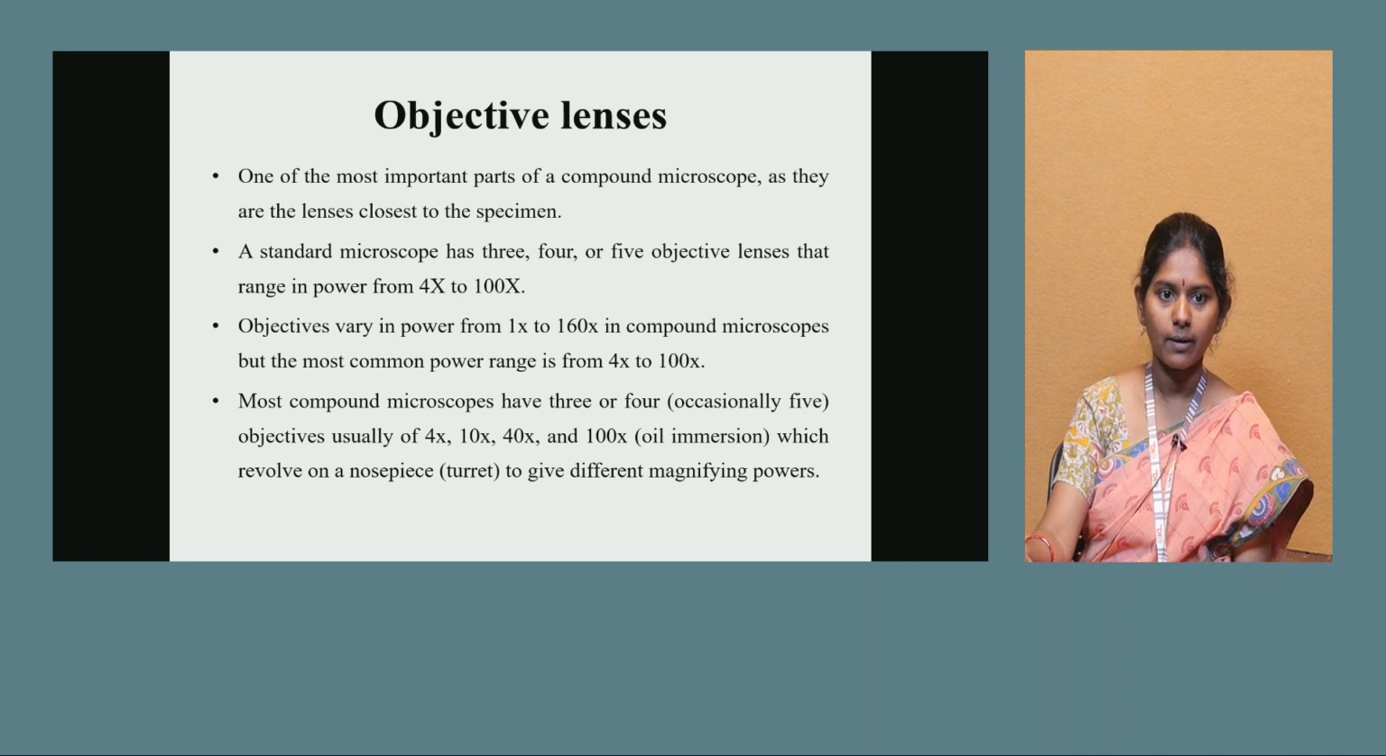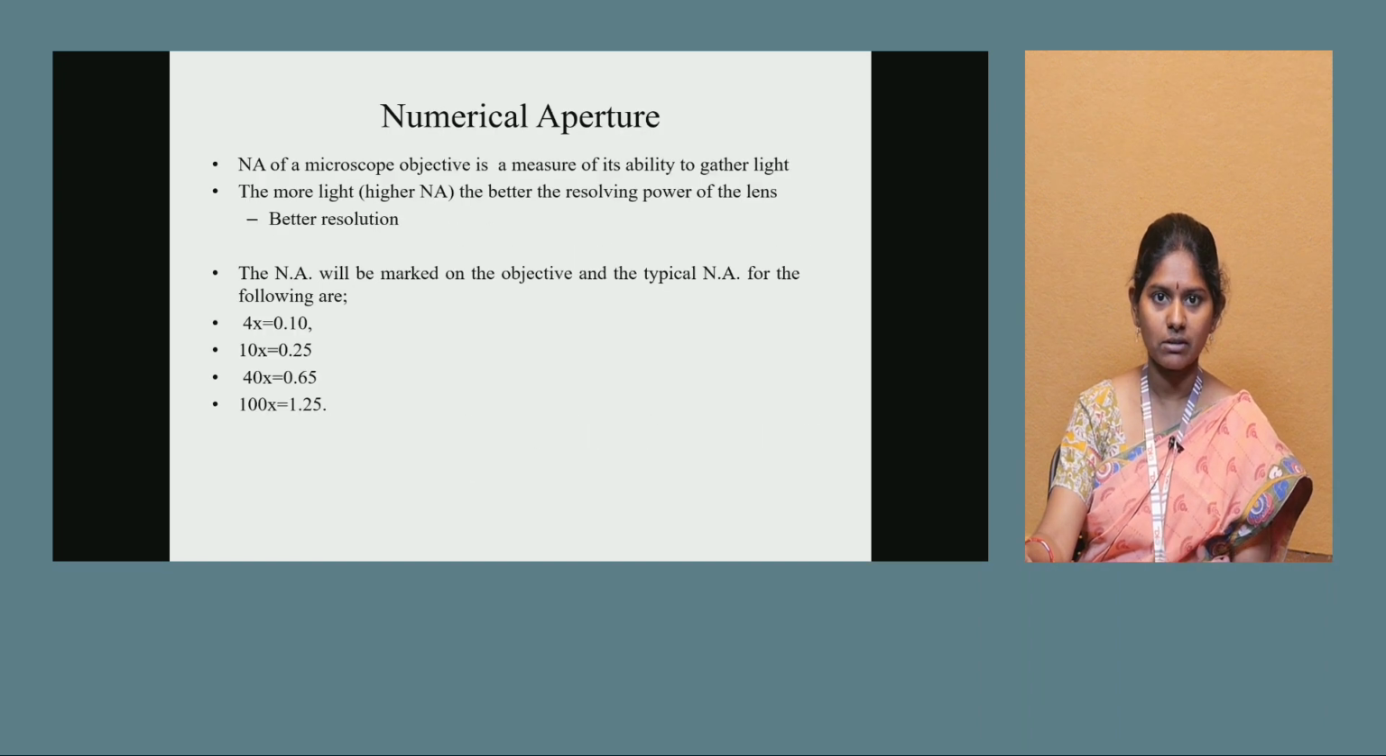4x to 100x. Most common compound microscopes have 3 or 4 objectives, usually of 4x, 10x, 40x and 100x, which revolve on a nose piece to give different magnifying powers.